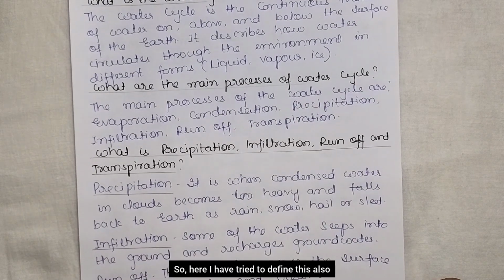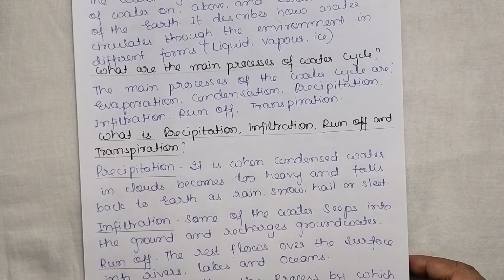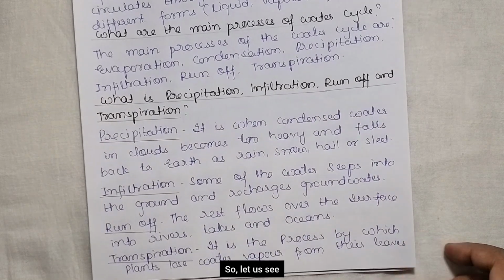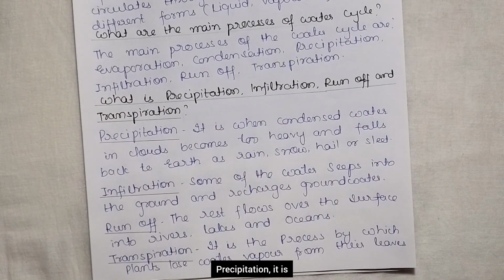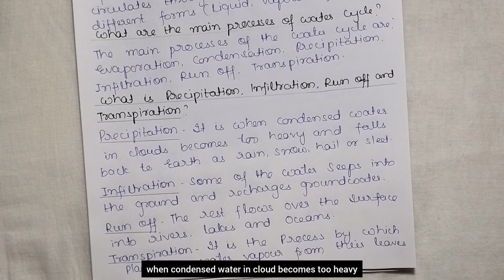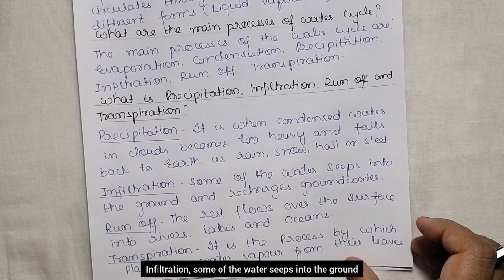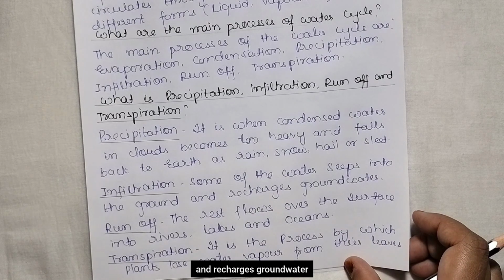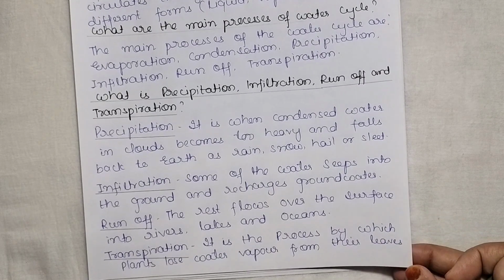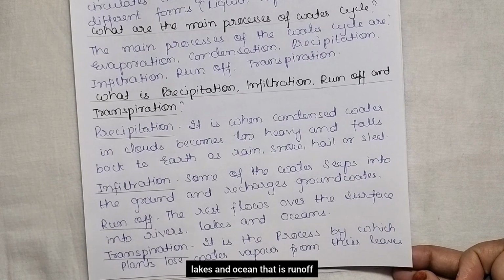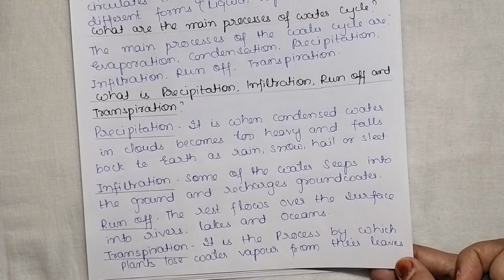So here I have tried to define these also. What is precipitation, infiltration, runoff and transpiration? So let us see. Precipitation, it is when condensed water in cloud becomes too heavy and falls back to earth as rain, snow, hail or sleet. Infiltration, some of the water seeps into the ground and recharges groundwater, that is infiltration. Runoff, the rest flows over the surface into rivers, lakes and ocean, that is runoff.